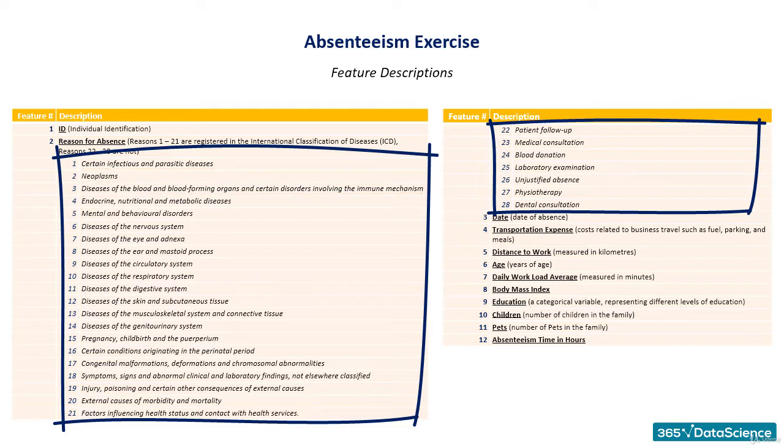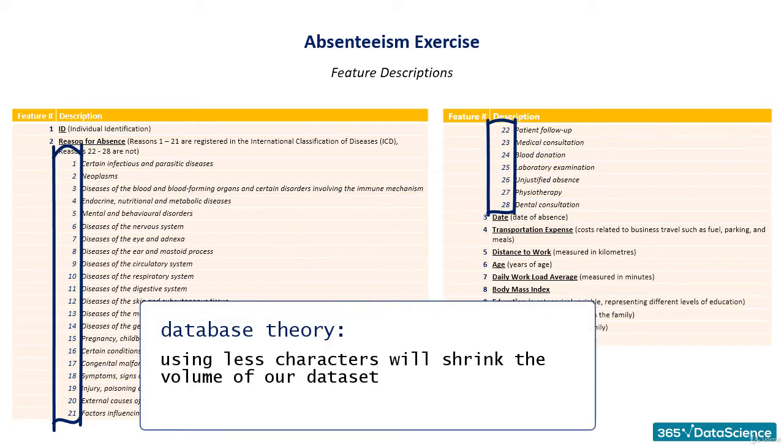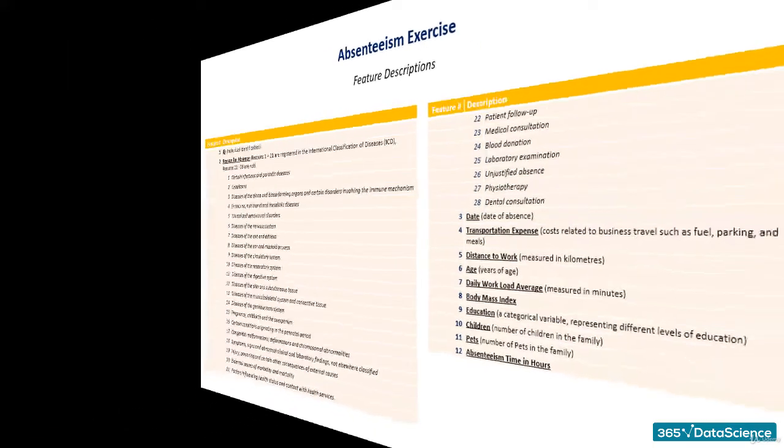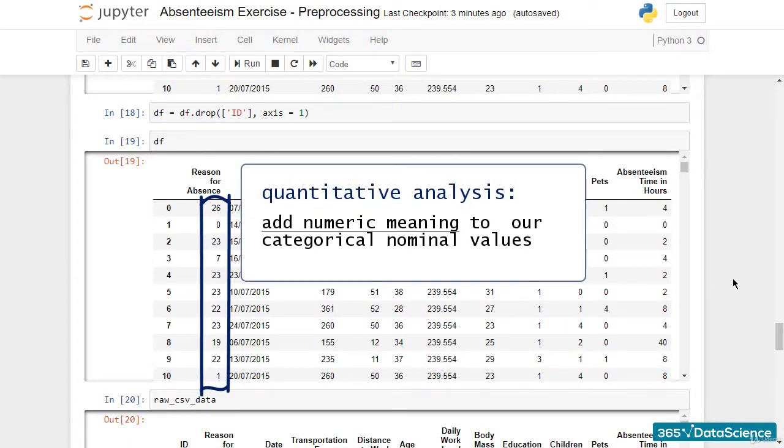Second, from the point of view of database theory, using fewer characters, one or two-digit numbers, instead of multiple character strings, will shrink the volume of our data set. Thus, less data storage will be required to store our information, and this is typically considered an optimal solution. Then, for the purposes of making a quantitative analysis, we need to add numeric meaning to our categorical nominal values. Consequently, there are several ways to go about this.